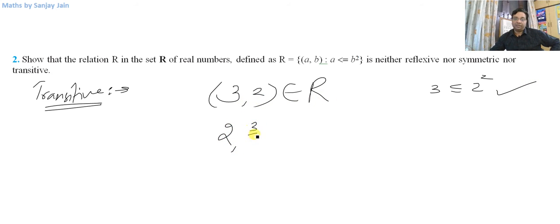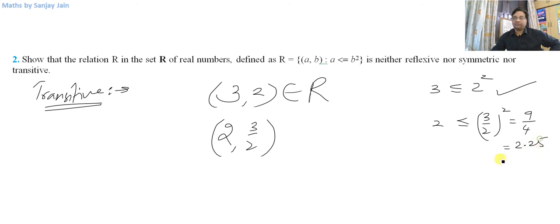Does 2 comma 3 by 2 belong to this relation or not? Let me check. 2 is less than or equal to (3 by 2) squared. What is (3 by 2) squared? It is 9 by 4. And what is 9 by 4? It is 2.25. So yes, it is true. Hence, I can say 2 comma 3 by 2 belongs to this relation R.